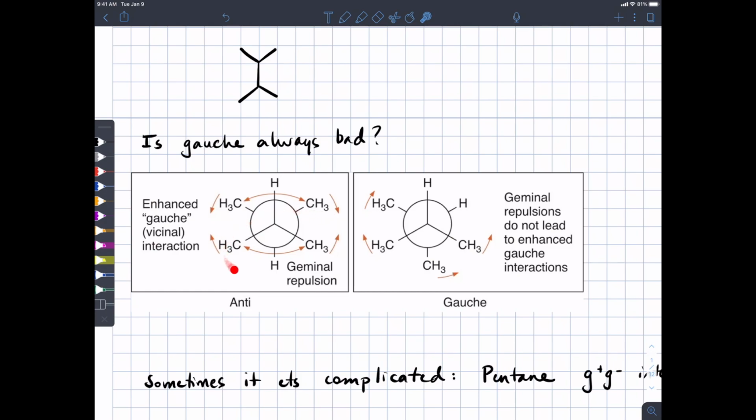This is sort of gee whiz, because I can't think of anything I'd ask you about this other than, oh, look at that. It's kind of weird. But your text says that if you arrange it this way, even though they're all gauche to each other, when they distort their bonding in order to get away from each other, they can do so in ways that don't smash into each other.